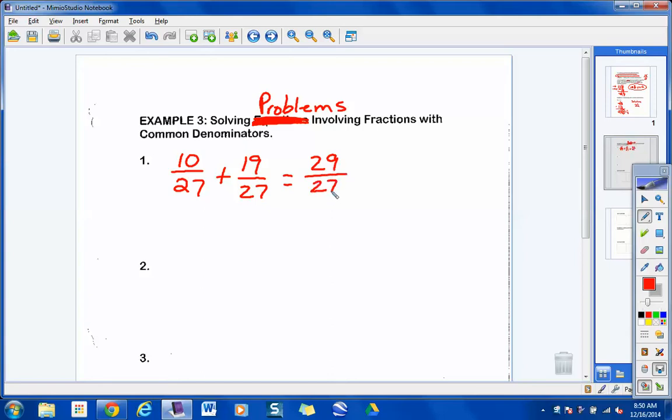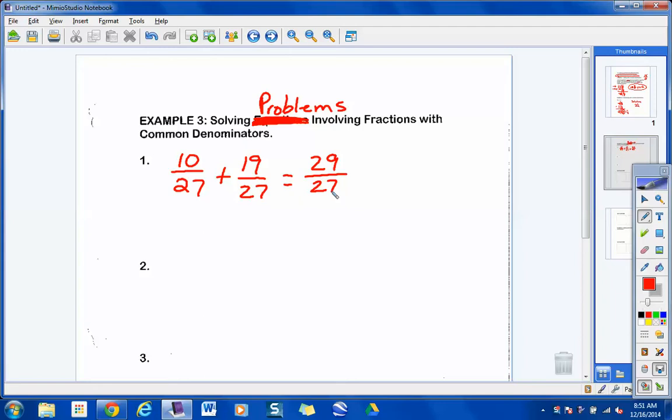29 over 27. Now, guys, I agree that that would be the right solution. However, is that fraction proper or improper? It's going to be improper, isn't it? Yep. So, what am I going to do here? You make it 1 and 2 over 27. How are you getting that, Brandon? If it's 2 over 27, you make 1 whole out of it, and then you have 2 left over.